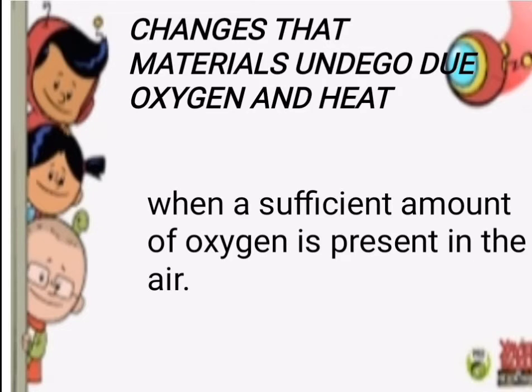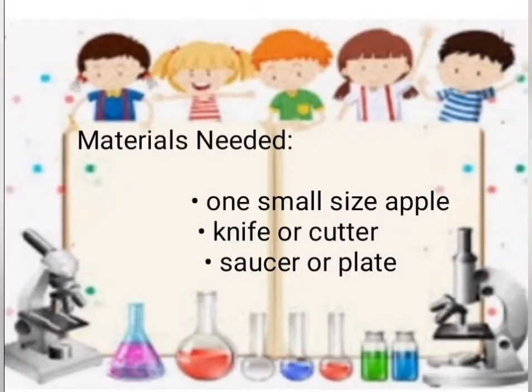Anything that makes up anything is complex and is made of atoms. Today, we are performing our experiment, the two activities, one after the other. First is what makes the apple turn brown. Materials needed: one small-size apple, knife or cutter, saucer or plate.